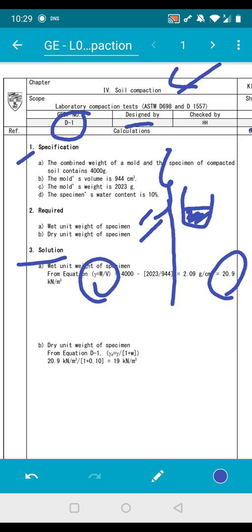Similar approach but different equation. So from equation D1, you can calculate the dry unit weight of specimen. Just replace all the parameters accordingly, and you will calculate your dry unit weight of specimen as 19 kilonewton per meter cube.